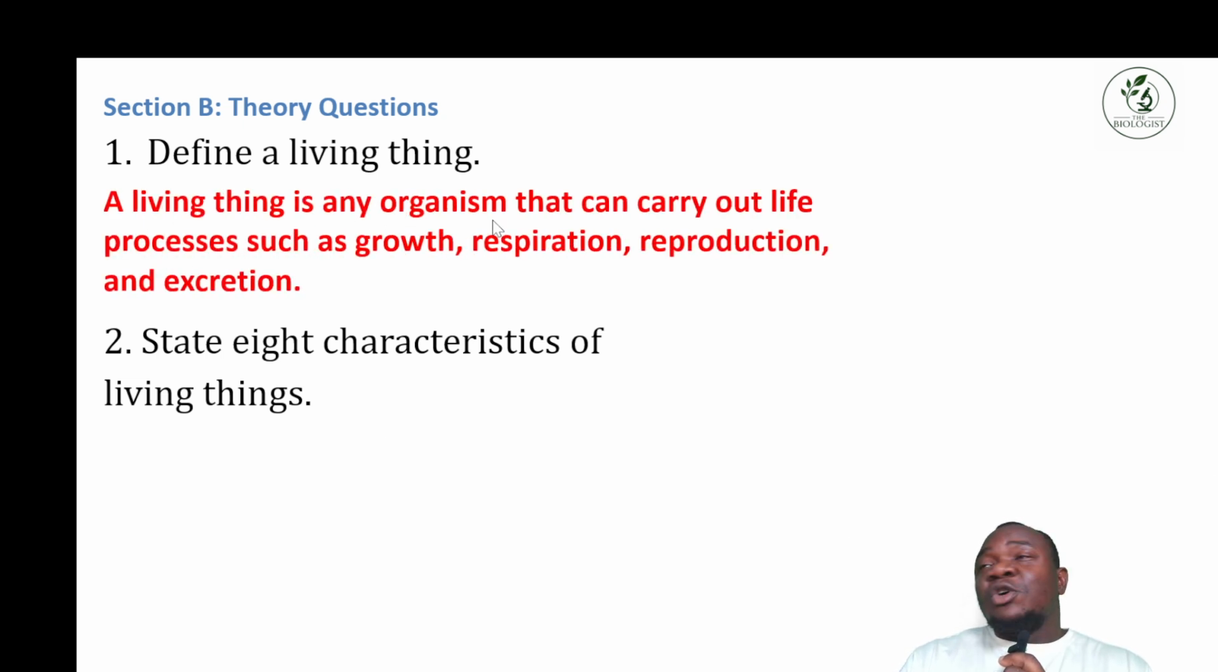So a living thing is any organism that can carry out life processes. Very important, this carry out. You see, living things are just things that have life in them. How? They carry out life processes such as growth, respiration, reproduction, and excretion. Okay. So two, state eight characteristics of living things.